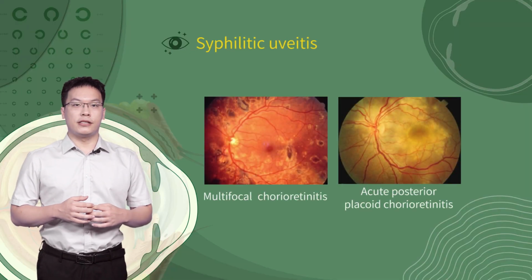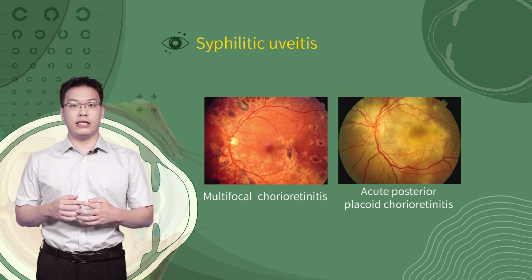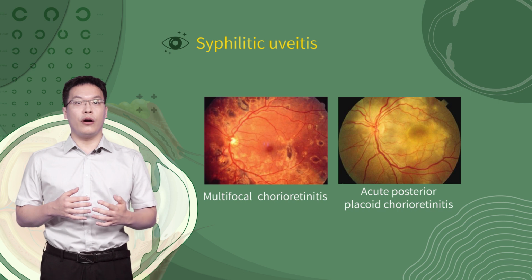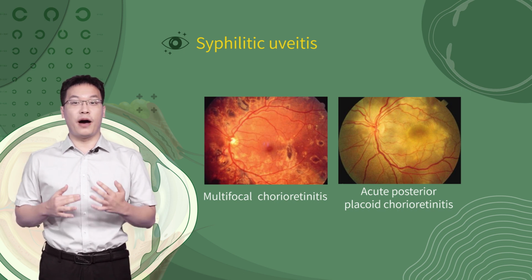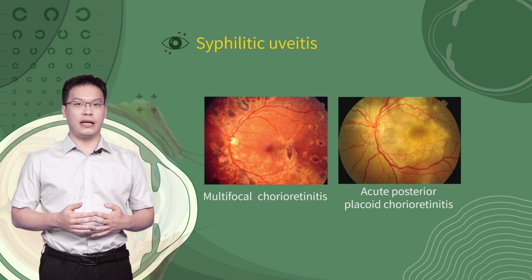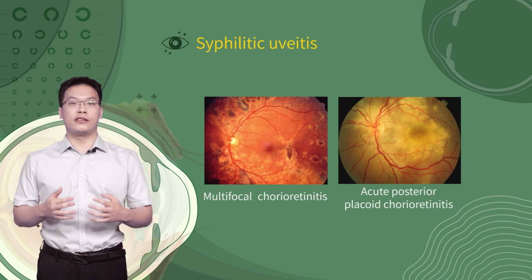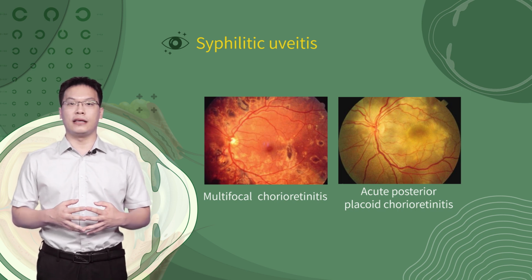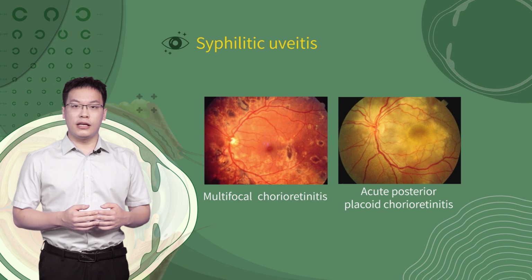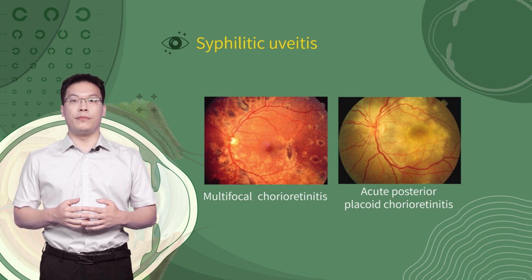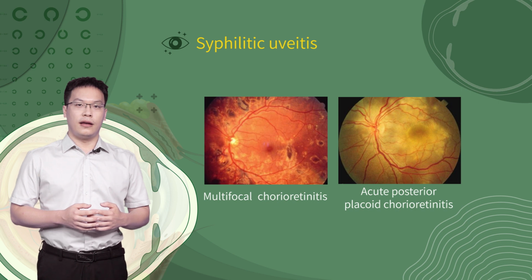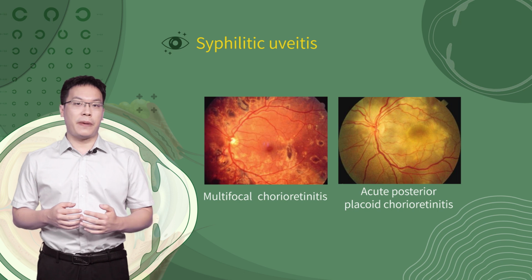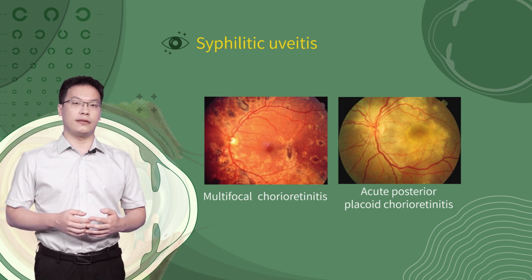Syphilitic uveitis is caused by the spirochete bacterium Treponema pallidum. The acute posterior chorioretinitis is often multifocal and bilateral. Examination reveals large, solitary, placoid, pale yellowish subretinal lesions in both eyes. Retinal vasculitis may be occlusive and involves both arteries and veins. Treatment is the same as for neurosyphilis, with intravenous penicillin G for at least 2 weeks.